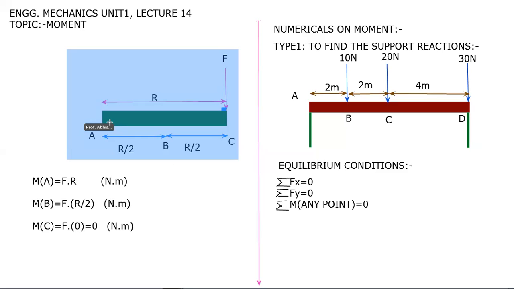Now these are the three equilibrium conditions. First one is summation of Fx is equal to 0. Second one is summation of Fy is equal to 0. And third one is summation of moment at any point is equal to 0. So these are the three equilibrium conditions which are very important.